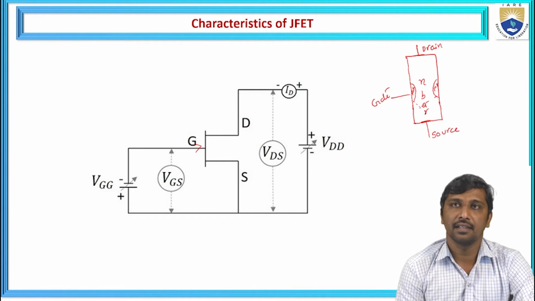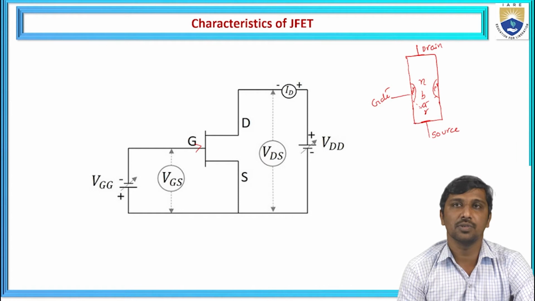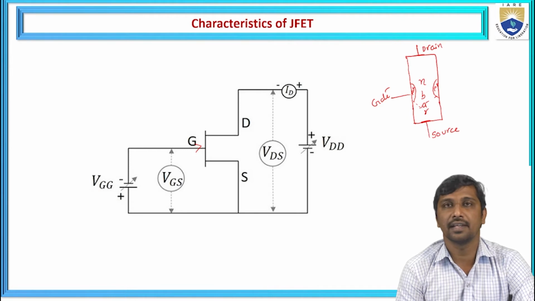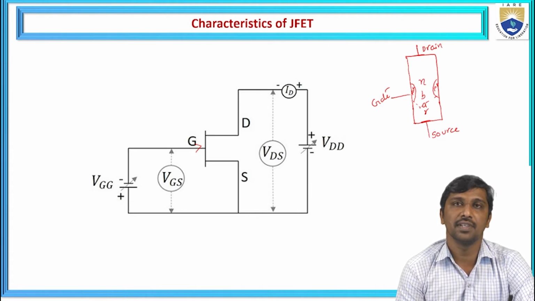To allow the drain current across the drain terminal, we need to apply biasing between the drain and the source, as well as between the gate and the source, to control the flow of drain current in terms of the biasing voltages between the drain and the source as well as the gate and the source.